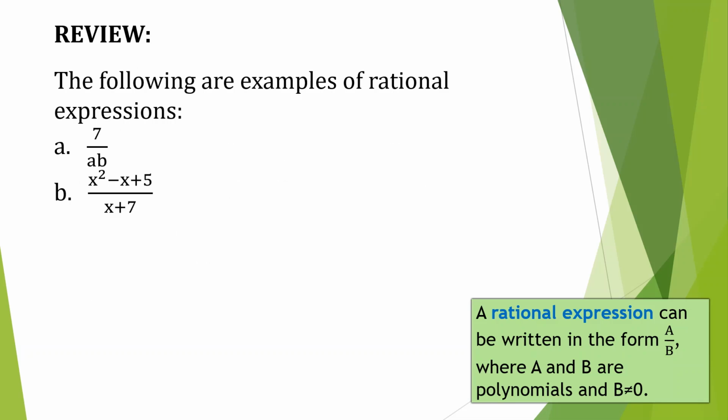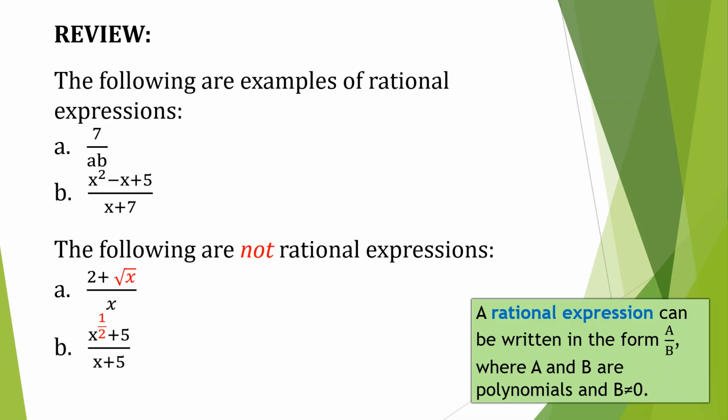The following are examples of rational expressions. Letter A, 7 over AB. Letter B, x squared minus x plus 5 all over x plus 7. The following are not examples of rational expressions. Letter A, 2 plus the square root of x all over x. Letter B, x raised to 1/2 plus 5 all over x plus 5.